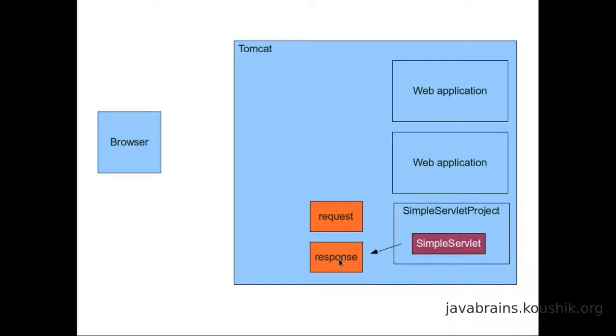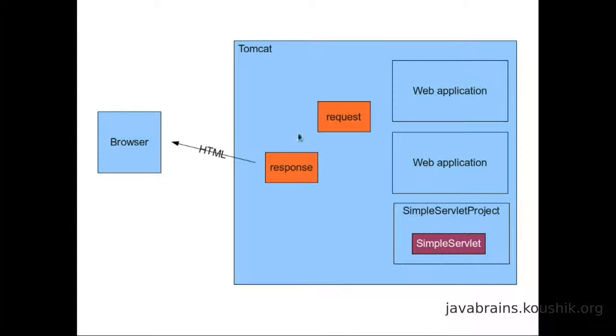This is something that we have done in our simple servlet. We've taken the response object. We've got the print writer from the response object by using the getWriter method, and then using the writer, we have entered some text. Now this text will sit in the response object, and what Tomcat does is it takes the response object and renders it as HTML back to the browser, and that's how the browser sees what the simple servlet had rendered.